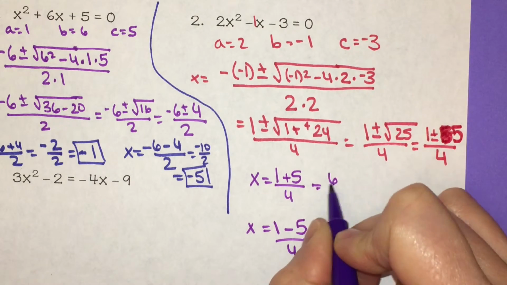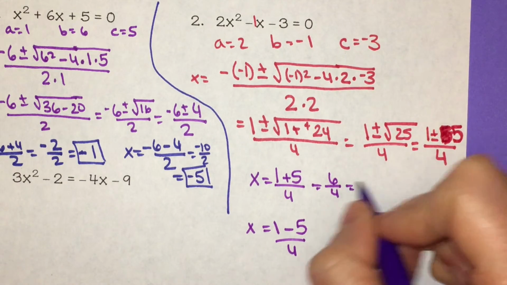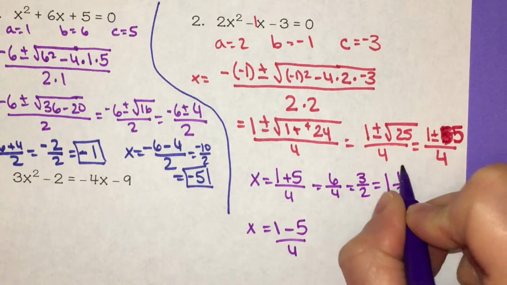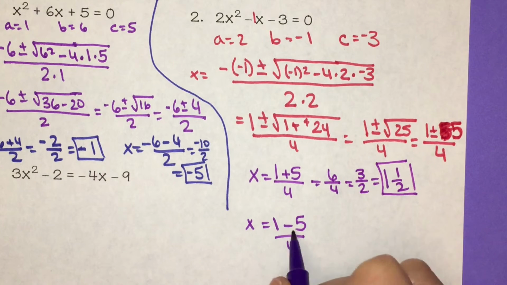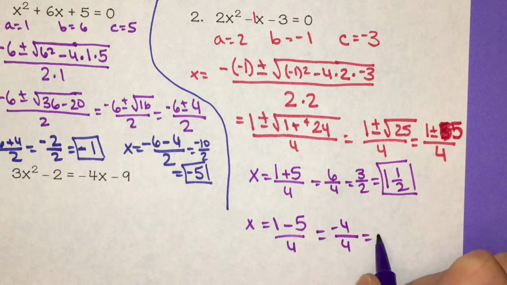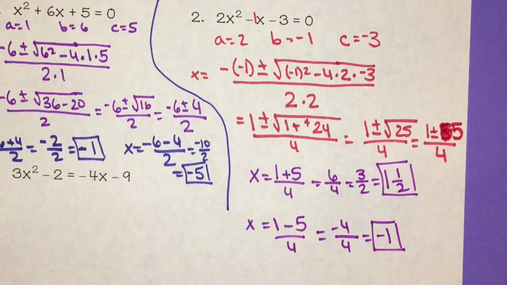All right, 1 plus 5 is 6 over 4. 6 over 4 reduces to 3 halves, which we can reduce to 1 and 1/2. 1 minus 5 is negative 4 over 4, which reduces to negative 1.